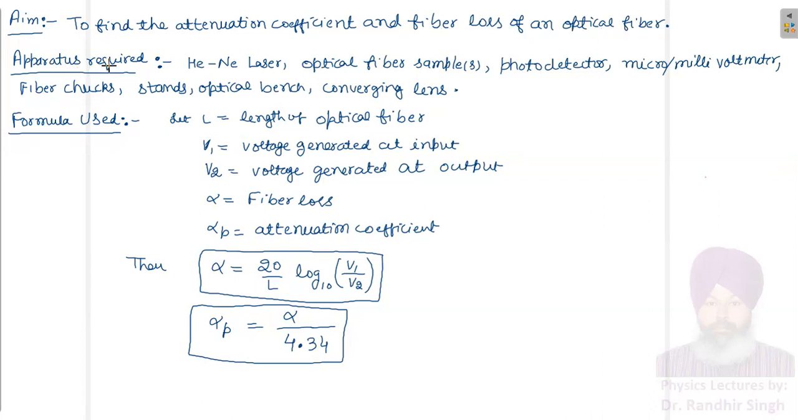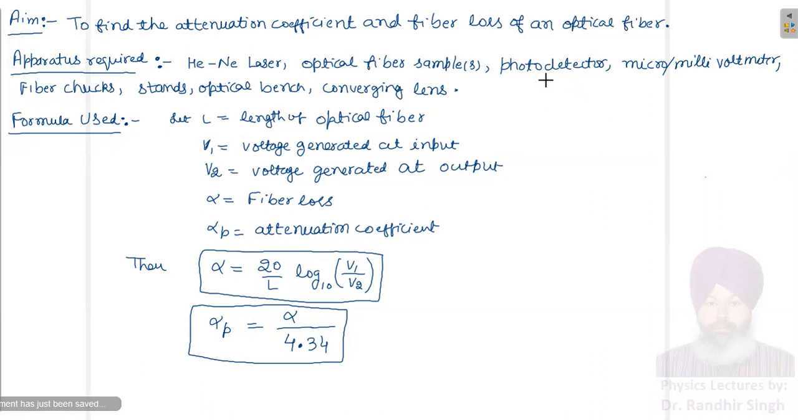So the apparatus required for this experiment will be a helium neon laser or any other laser which is available in your laboratory. Optical fiber samples: if you have one sample, then we will have a different method of performing this experiment. If you have two samples of optical fiber of the same quality and from the same manufacturer but of different length, then we will have another procedure for performing this experiment.